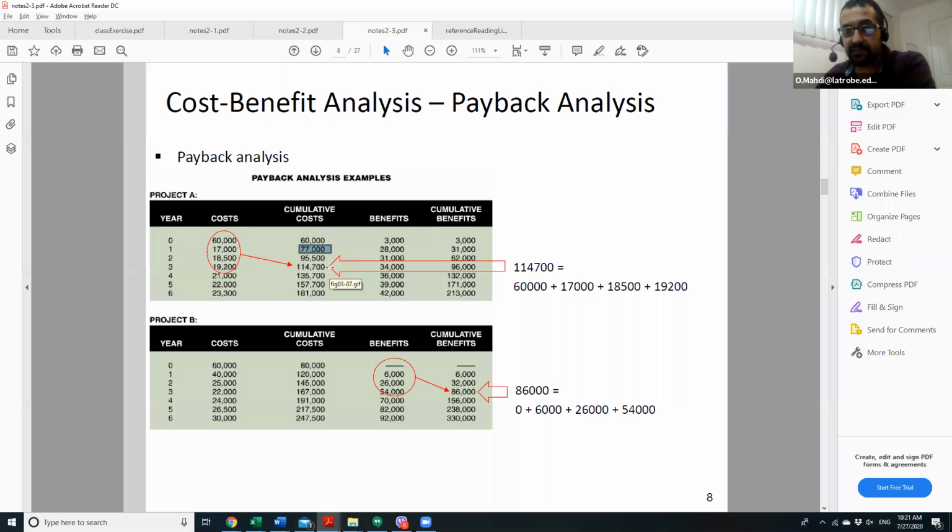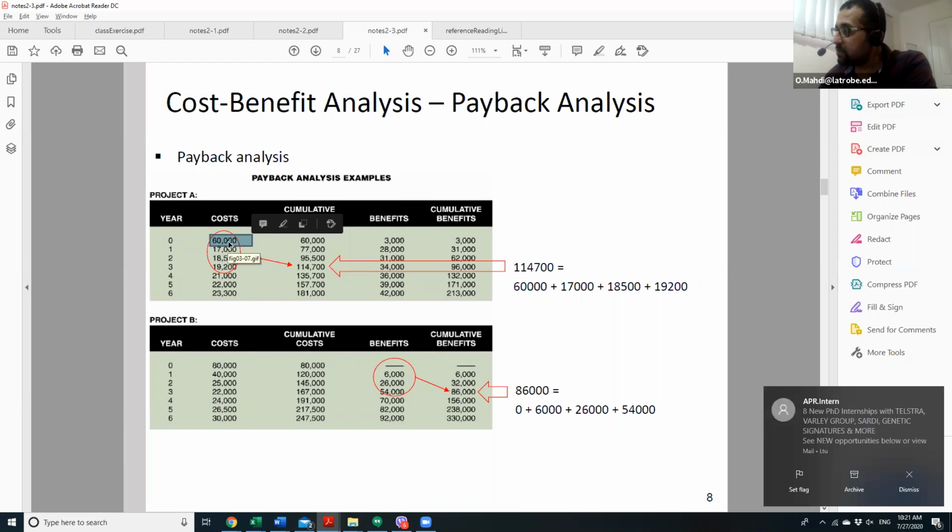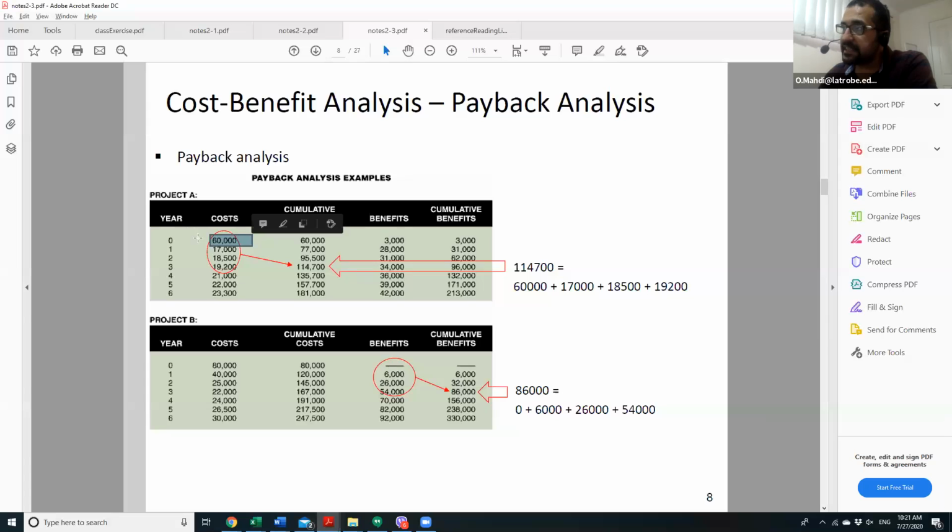How did we get this value? Look here, the second value came from the initial cost of the second year, accumulated with the previous year. So 60,000 plus 17,000, all right? So the accumulative cost for the second year is 77,000.